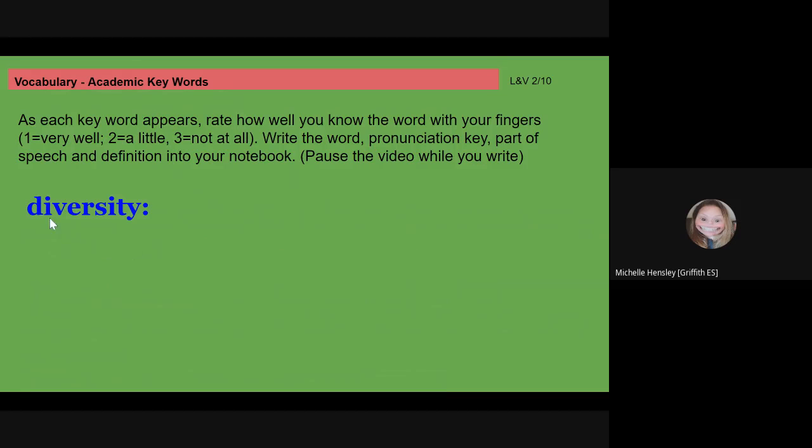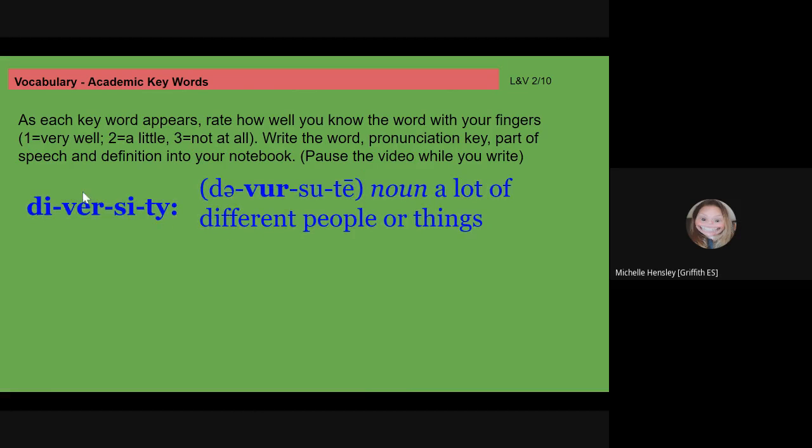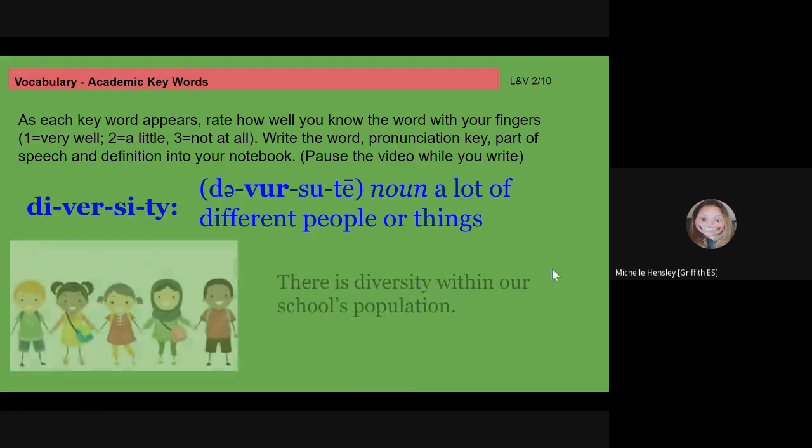Diversity. How well do you know diversity? 1, 2, or 3. Diversity, four syllables, with the emphasis on the ver, is a noun, and it means a lot of different people or things. So when there's a lot of diversity, there's a lot of different people or things.